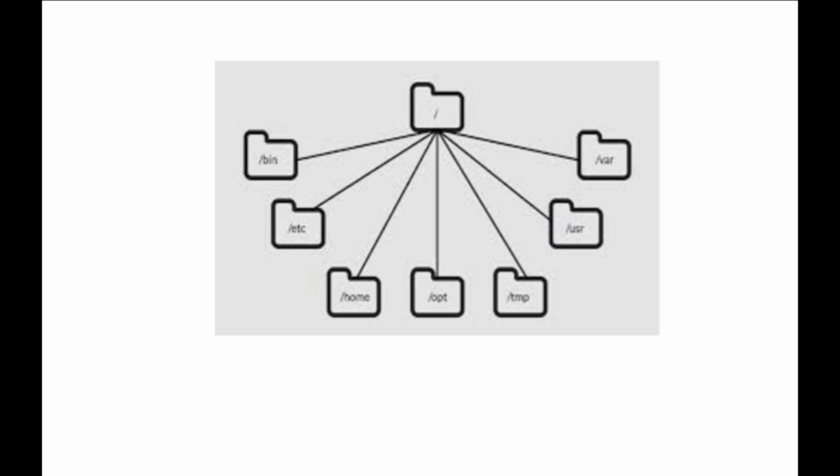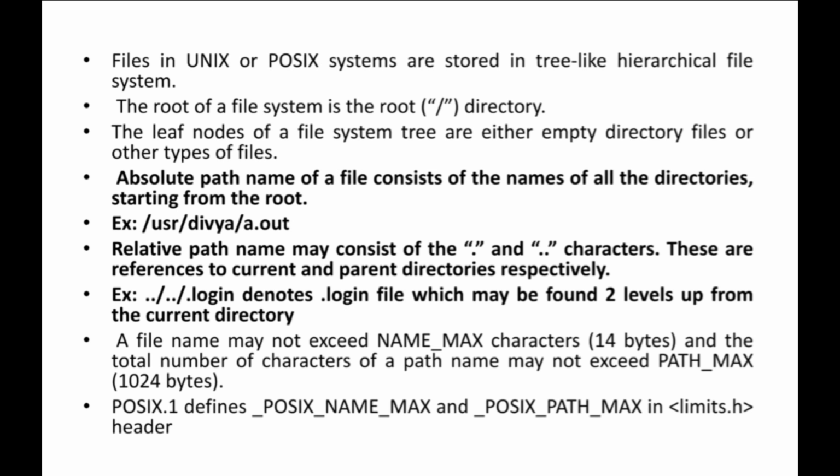Hope you are getting, guys, right? See, so this is absolute path name. Path name contains different directories. If I want to find a.out, I should go to the root, then I should go to the user, then I should go to the divya, then I can find the a.out inside the divya folder. Getting, guys?